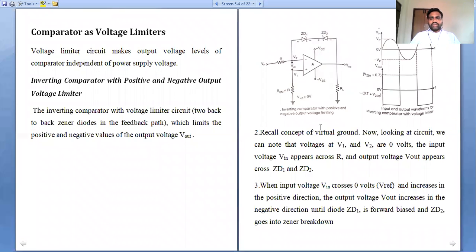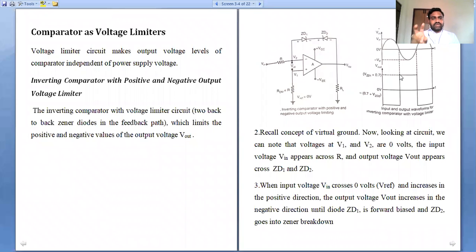At the first instant, Zener diode 1 is kept in forward biased condition and voltage is built up at minus Vsat. At the second instant, Zener diode 2 is kept in forward biased condition. That means in an alternating manner we operated the Zener diodes: one is kept in forward biased condition, and one is kept in breakdown condition.